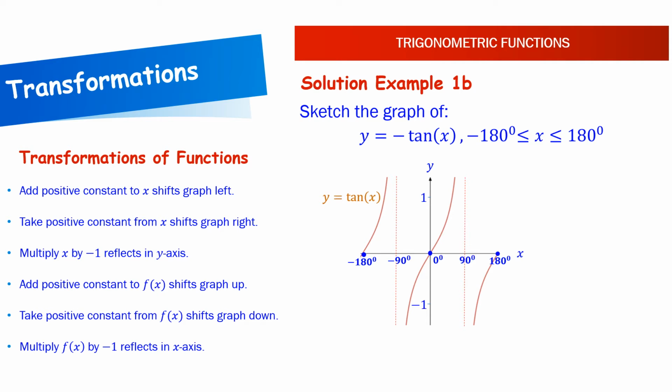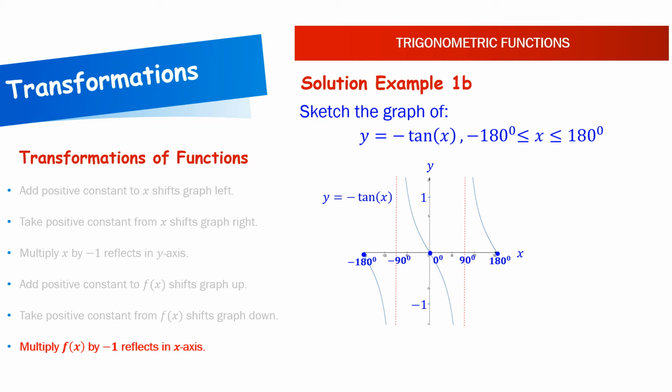What about y equals minus tan x for x between minus 180 degrees and 180 degrees? Here it is. We've multiplied f of x by minus 1, and this is reflected in the x-axis.